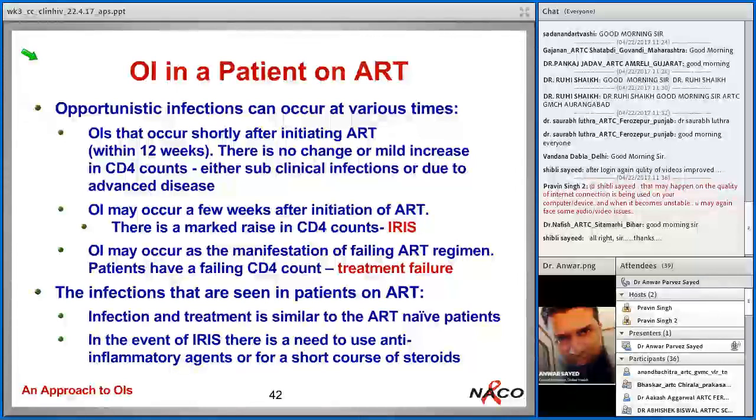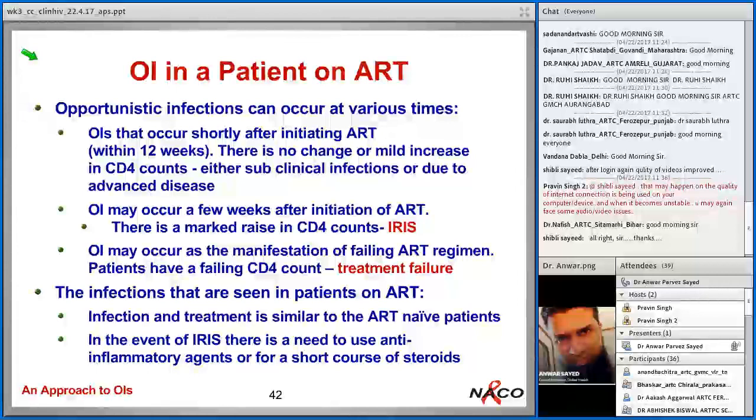So I'm not discussing IRIS in this session, though the University of Washington faculty has done that, only because we already discussed IRIS in the last clinical contact session. So OIs may occur as a manifestation of a failing ART regimen. So if you see stage 3 or mainly stage 4 OIs, that is a definition of ART treatment failure, or clinical failure as it is called.